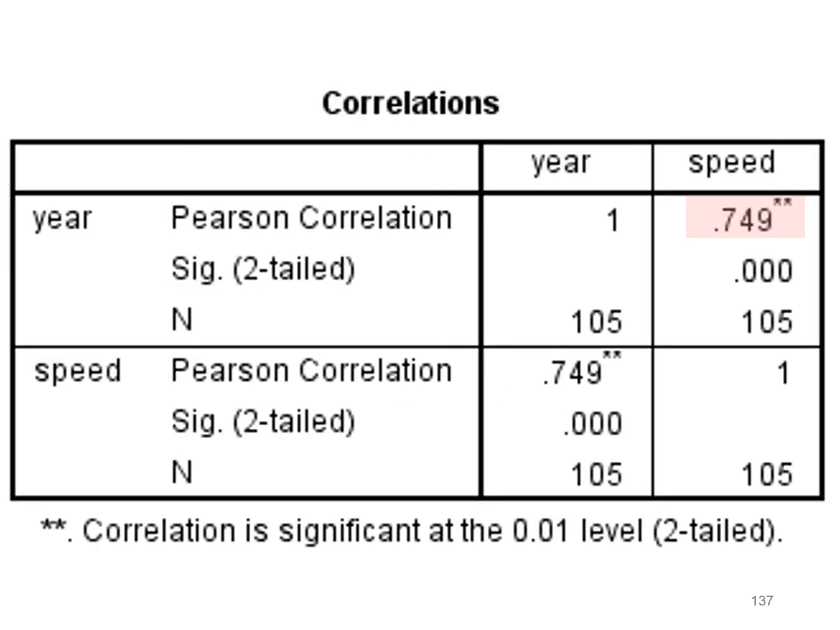Up here is the crucial number. The correlation between the year of the race and the speed of the winning horse was 0.749. As you'll learn later in the class, a correlation of 0.749 indicates a pretty strong relationship.